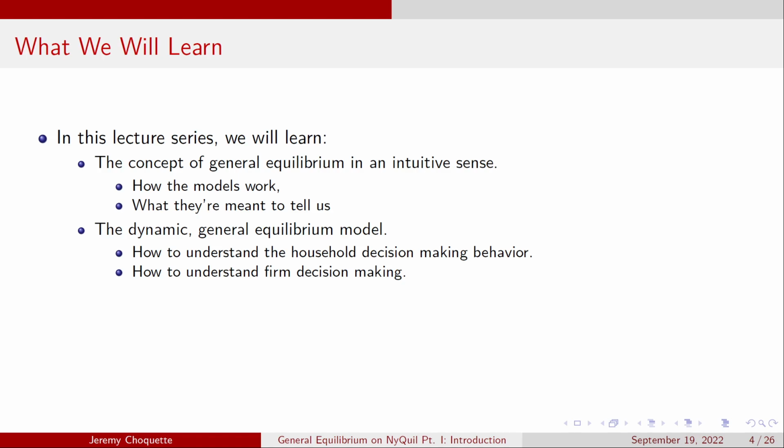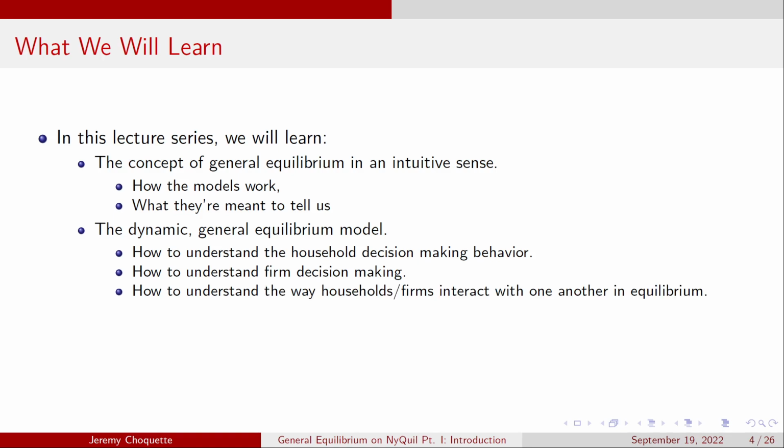Once we've learned that, we're going to learn how the firm works. We're going to understand the firm's decision-making behavior. And then we're going to learn how those two interact with one another in equilibrium, because the household is where we get demand from. The firm is where we get supply from. When we set demand and supply equal to each other, we have equilibrium.